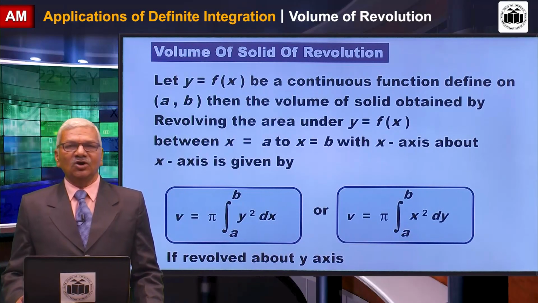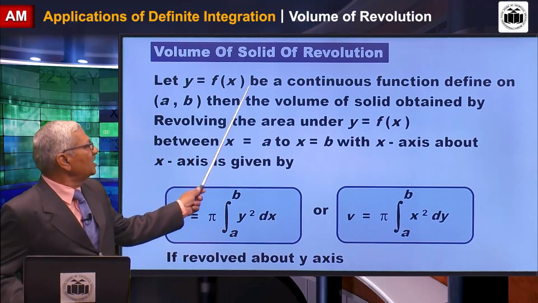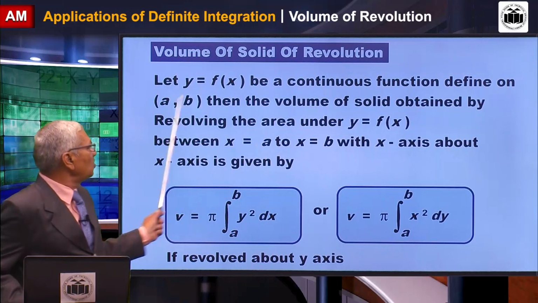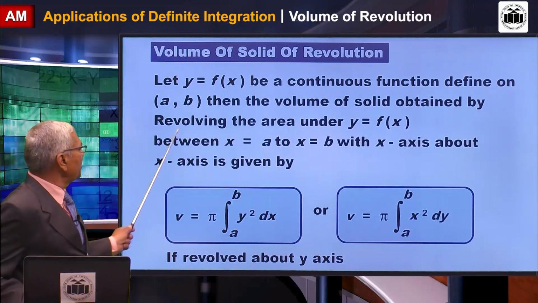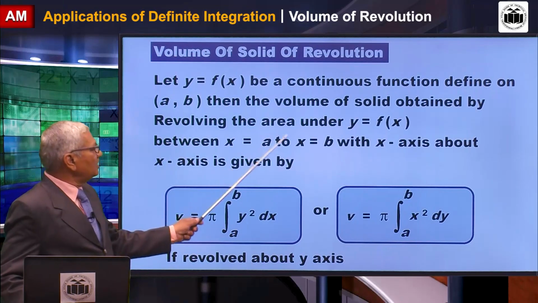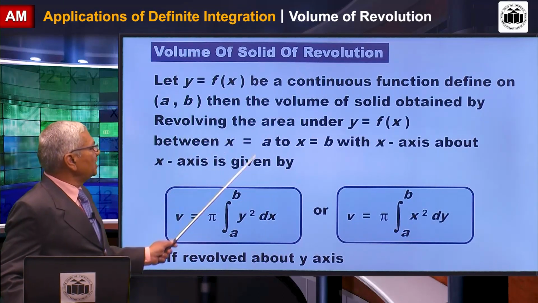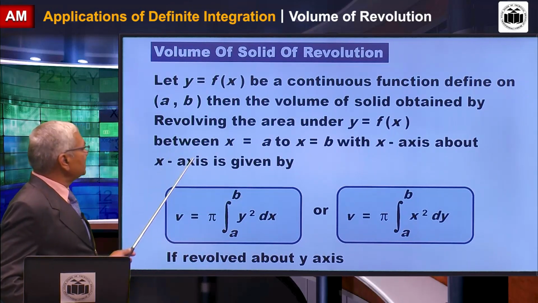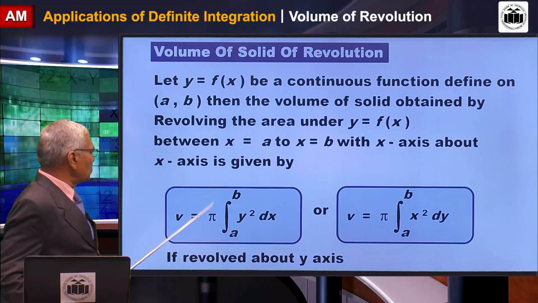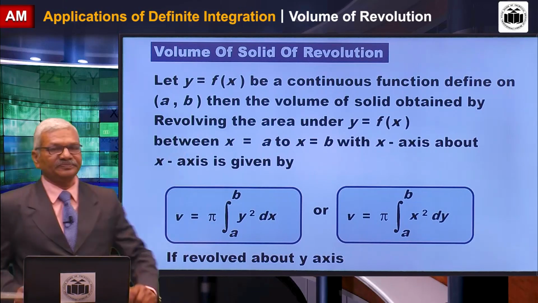Volume of solid of revolution. Let y equals f(x) be a continuous function defined on the interval [a, b], then the volume of solid obtained by revolving the area under y equals f(x) between x equals a to x equals b about x-axis is given by the formula V equals pi integration a to b y square dx.